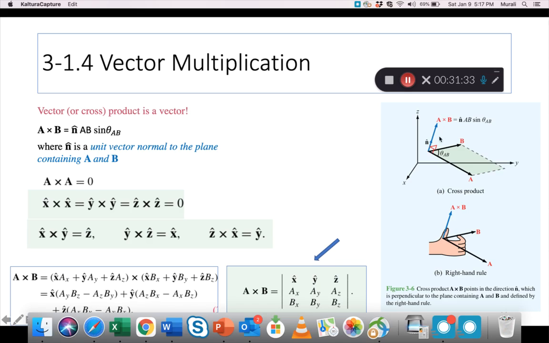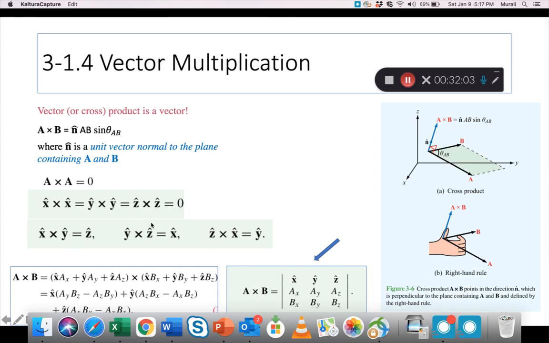And this n is a unit vector normal to the plane containing A and B. So if you have A here and B, and the two are on one plane, then n is at 90 degrees to the plane. And when a vector is at 90 degrees to a plane, we don't use the word perpendicular, although sometimes it's used. The right way to say it is that it's normal to the plane. That means it's at 90 degrees like that. Okay.